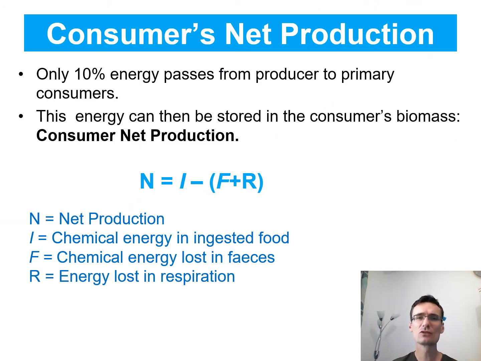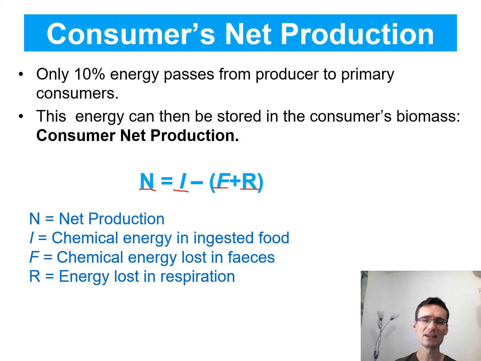Well, what is the actual production, the net production for the consumer? Only about 10% gets passed on, as we said, from the producer to the primary consumer, and this can be called the consumer net production. It's worked out as the chemical energy in the ingested food. So how much chemical energy is in that piece of leaf, let's say, that the wood lice has eaten, take away the chemical energy that's lost in the feces, so what isn't absorbed, and also the energy that the wood lice uses to respire.